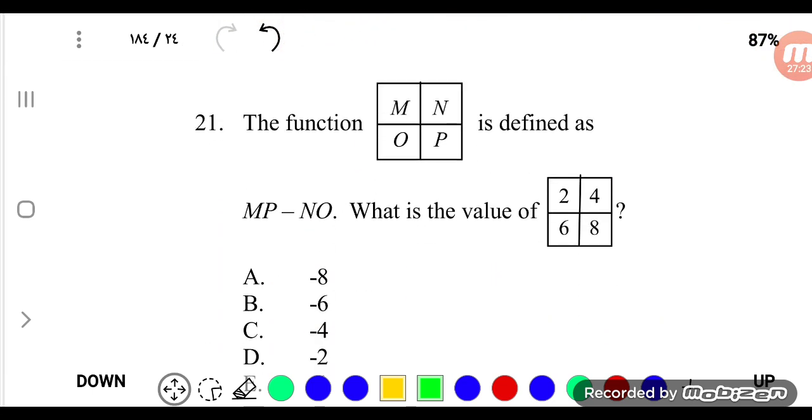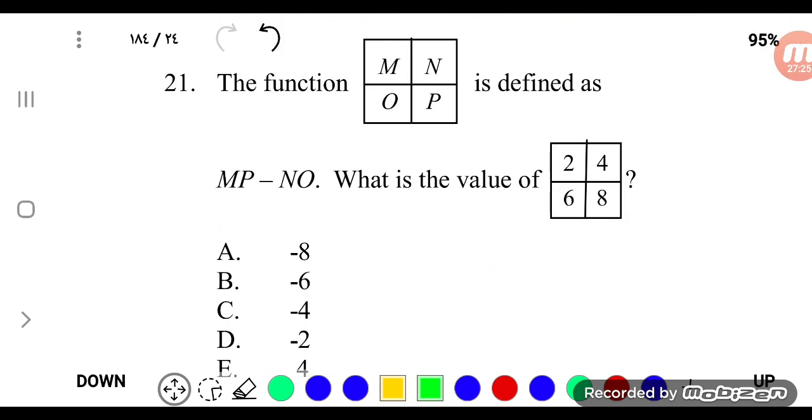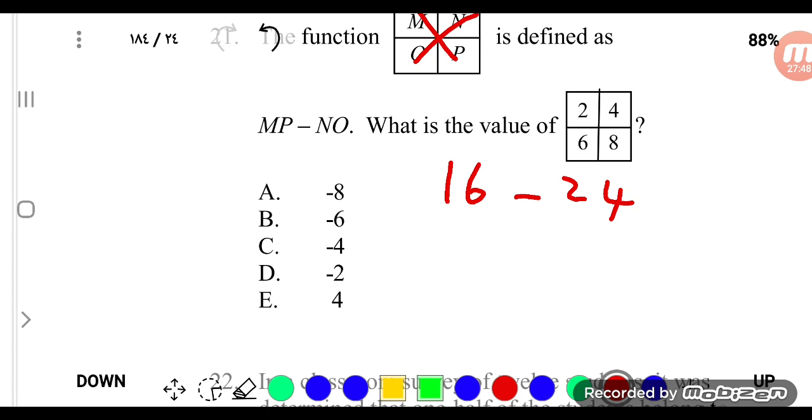Question number 21. The function MNOP is defined as M multiplied by P minus NO. So what's the value of this function? 2 times 8, 16, minus 6 times 4, 24. 16 minus 24, negative 8, so option A is correct.